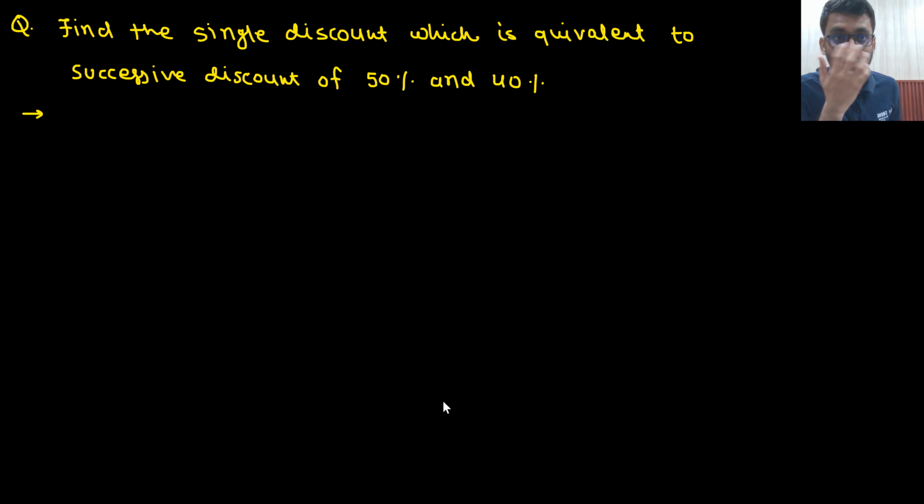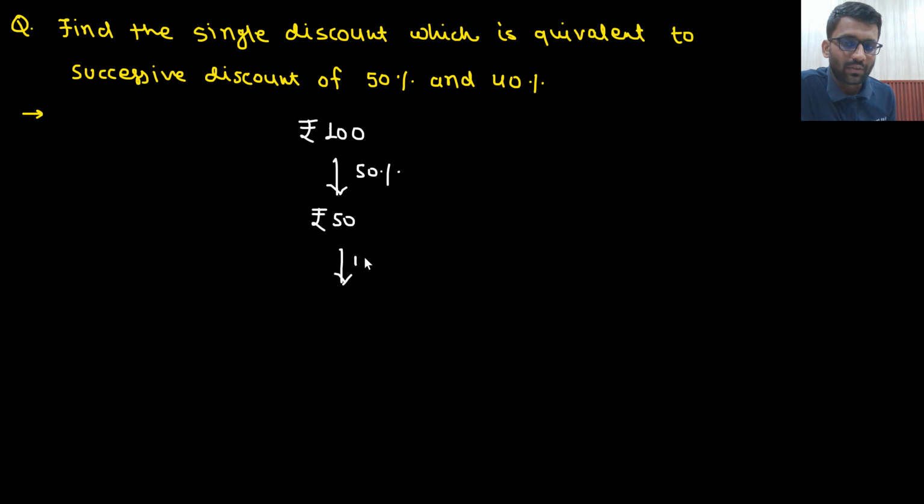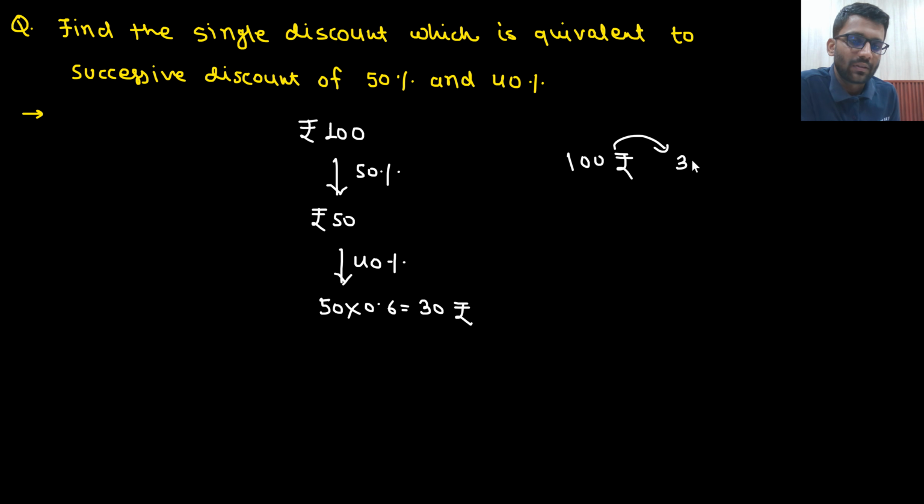Find the single discount which is equivalent to successive discount of 40% and 50%. Very easy. Discount. Let's just say initially the price was 100 rupees. You gave 50% discount. That means now it has become rupees 50. Now you gave 40% discount on this one. That means you are selling it at 50 into 60% of this. So that is 30 rupees. So from 100 to 30 rupees. That means 70% discount. So this is the answer.